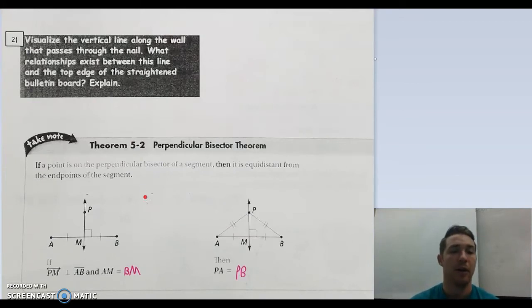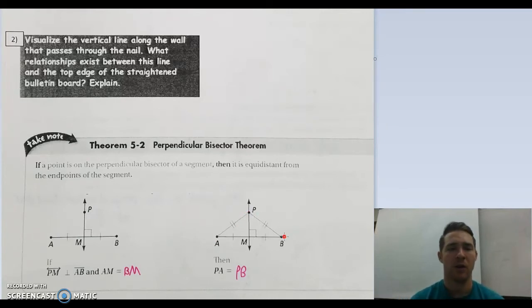And what that says, if a point is on the perpendicular bisector of a segment, so any point on that perpendicular bisector, then that tells us it's going to be equidistant from the endpoints of that segment. So in that first situation, if I know that PM is perpendicular to AB and also that AM is equal to BM, so if it's perpendicular and also bisecting segment AB, what that tells me is this point up here, since it's on the bisector, it's going to be the same distance from one end of the segment as it is from the other. So I know that distance from P to A will be the same as the distance from P to B.